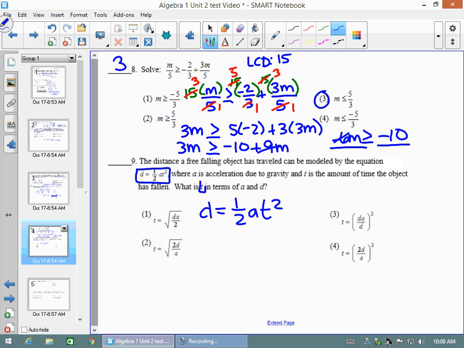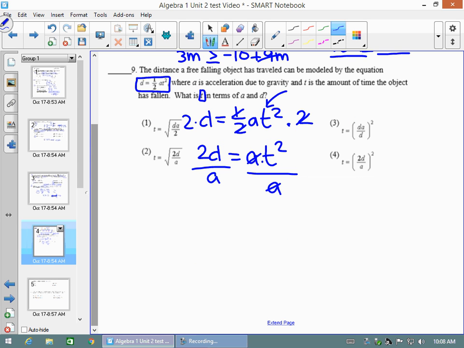So I want to isolate t. The first thing I'm going to do is try to get rid of this 1/2 by multiplying both sides of my equation by 2. Okay, I get 2d is equal to a times t squared. Recognizing that a is multiplying this term t squared, I'm going to divide by it. Okay, and then 2d divided by a is equal to t squared.